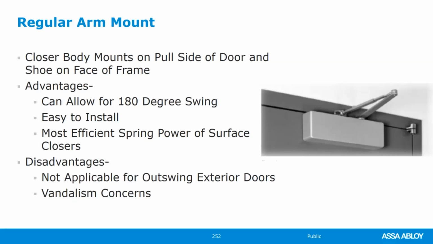The downside is you cannot use a regular arm mount on exterior doors because you don't want the closer on the outside, especially in areas that get weather. And vandalism concerns. That arm sticks straight off of the face of the door. It's sometimes objectionable. If you put that in a public building, put it in a high school, then you're going to have students try to do chin-ups on it, possible damage, possible abuse concerns. But this is the most efficient door closer mount, comparing your opening force to your closing force.